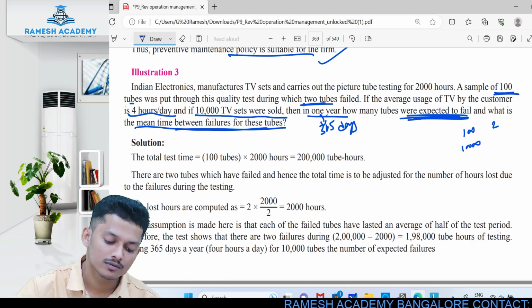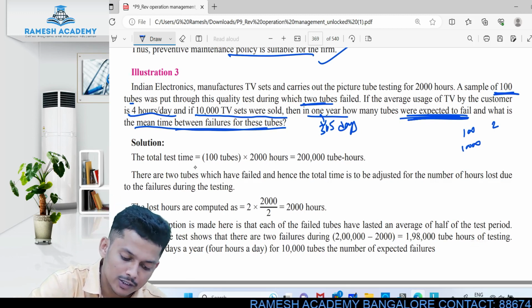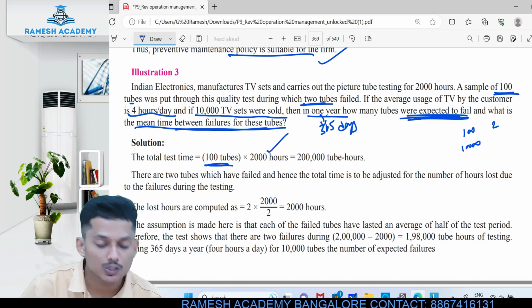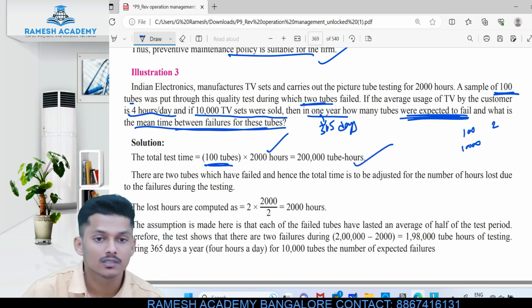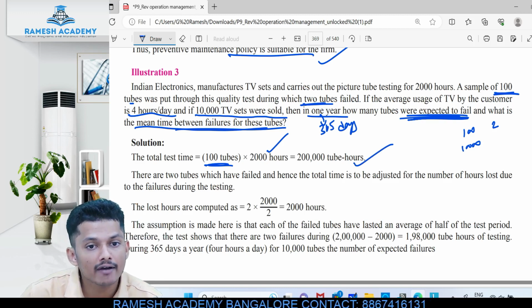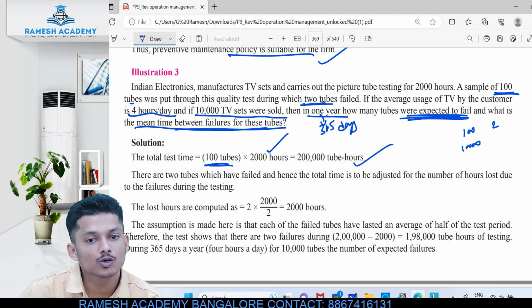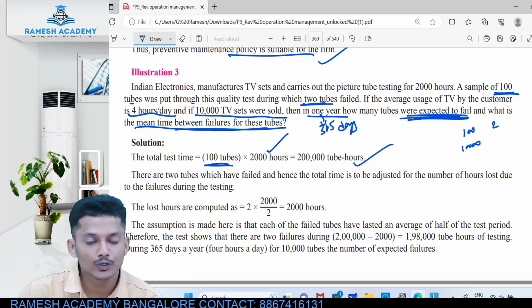Okay, see now, the test is for 100 tubes, that is 2000 hours. So 100 into 2000 is 20,000 tube hours. And there are 2 tubes which have failed, and hence the total time is to be adjusted for the number of hours lost due to the failure during the testing.